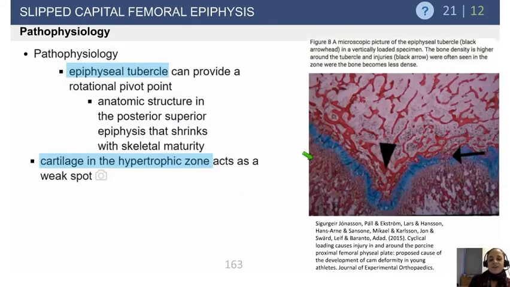You also have an epiphyseal tubercle, which is actually kind of a peg from the epiphysis, which comes down and locks into a corresponding hole in the metaphysis. That starts to shrink when you get close to maturity and can also lead to risk for slipped capital femoral epiphysis. The cartilage in the hypertrophic zone is your weak spot.